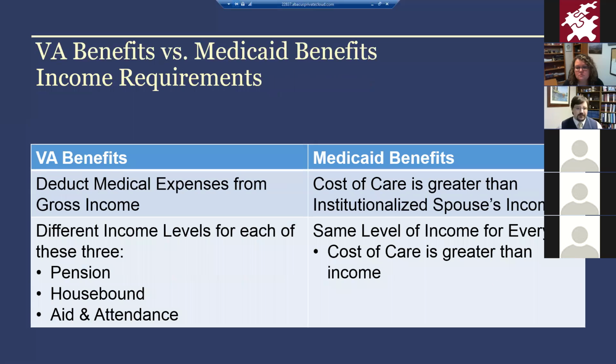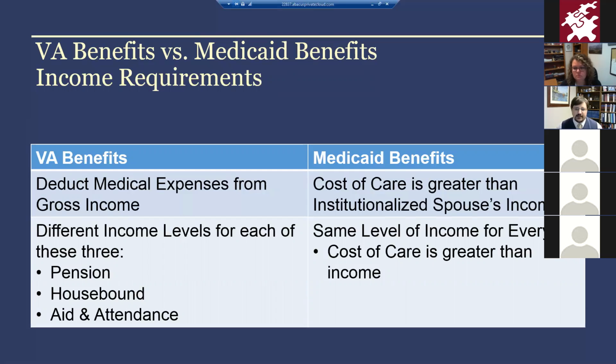Now the really deep dive is income requirements. So there's, again, some major differences here. For the VA, we're going to again deduct those medical expenses from gross income. And then there are different levels of income for each of the three because there's a different amount of benefit that someone might be eligible for. So for pension, again, it's a lower amount, for housebound, someone who has some of those disabilities and some of those ratings, and then for aid and attendance.